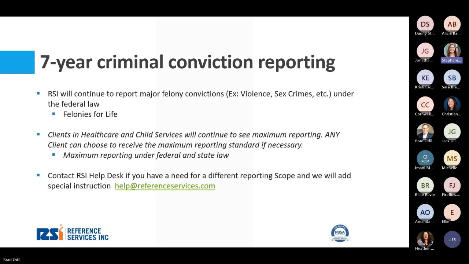So if you'd like to discuss a custom reporting scope for your company, please don't hesitate to reach out to the RSI Help Desk by emailing help@referenceservices.com so that we can add special instructions to your account.